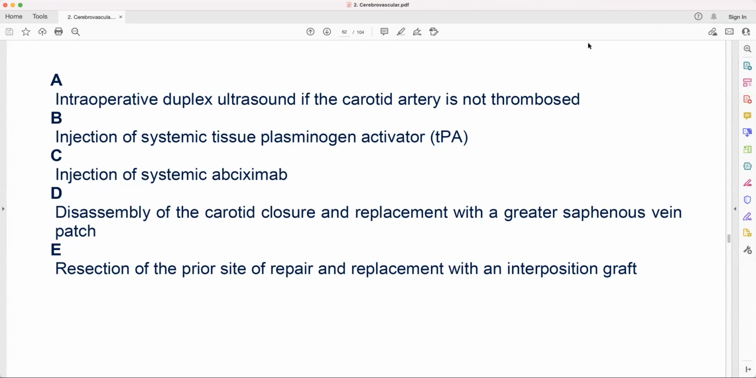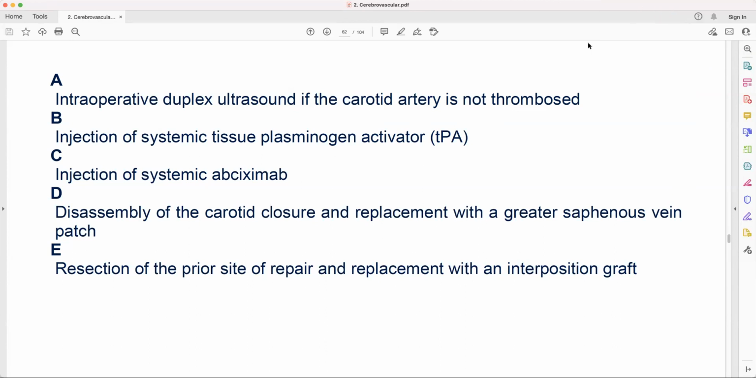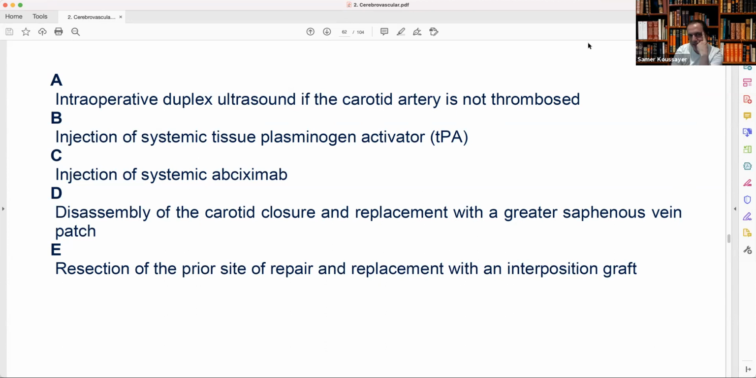Injection of systemic abciximab. This is antiplatelets, very strong antiplatelets. Again, systemic will not work. You just had the surgery, and abciximab doesn't work. Antiplatelets will not work in this situation, so this is not a good idea. Okay.